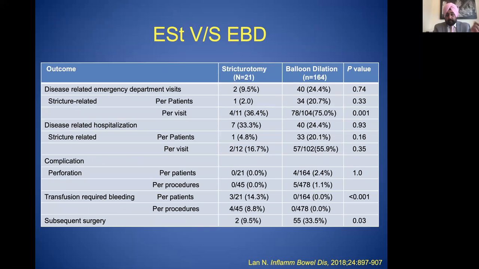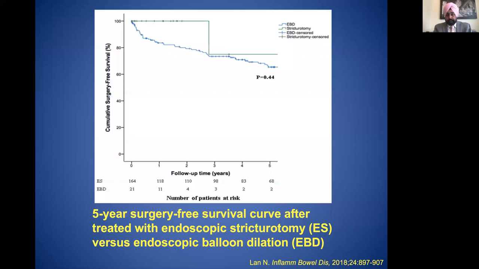And if you look at the complications, again, perforation is less, it's almost zero in the stricturotomy group. Balloon dilatation had a 2.4% rate of perforation, and bleeding was significantly higher in the stricturotomy group, approximately 14.3% compared to 0 patients in the endoscopic balloon dilatation group.